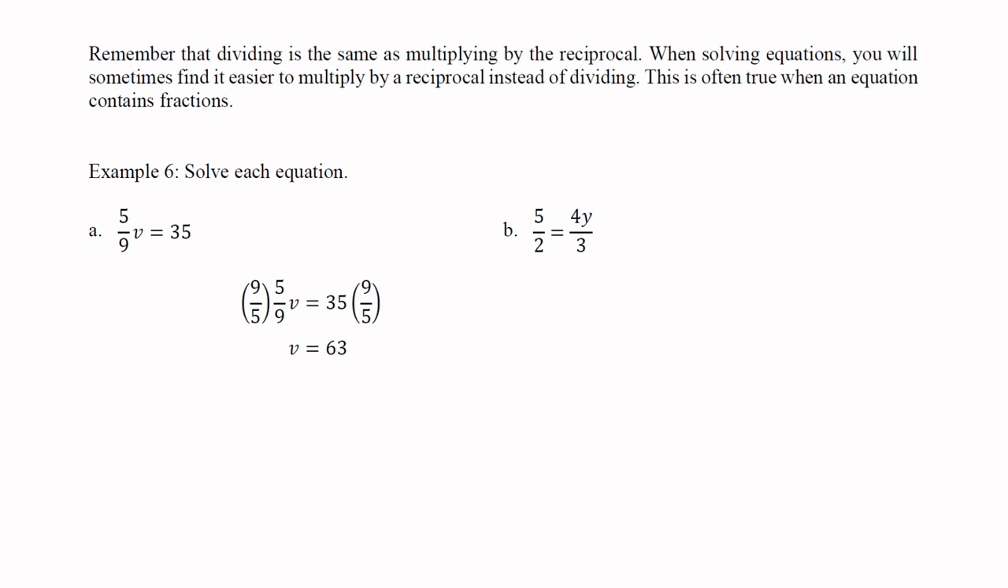For b, we're going to multiply each side by 3/4. And when we do, we're going to get 15 over 8, because remember, when you multiply fractions, you multiply straight across. 3 times 5 is 15. 4 times 2 is 8 on the bottom. And of course, your 4/3 and 3/4 cancel each other on the right-hand side.